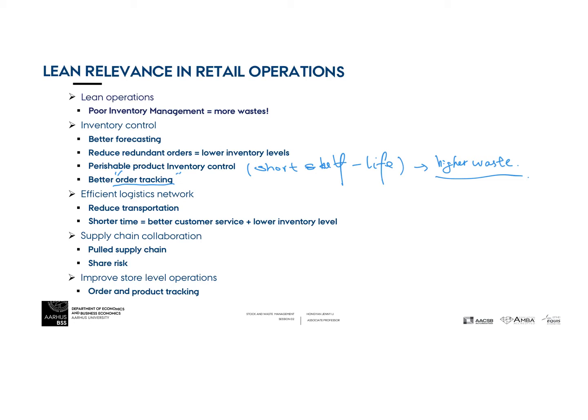And then we can see supply chain collaboration will also contribute to waste management. If we're talking about transforming the supply chain into a pooled supply chain, basically we're talking about matching supply and demand in a better way, and then that will also contribute to lower waste. And then sharing risk. If you're talking about all the contracts or other mechanisms between the supply chain players, they also help to reduce the waste.